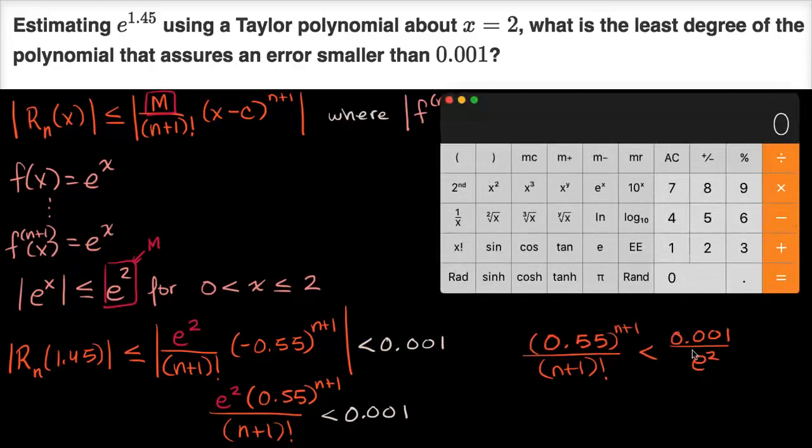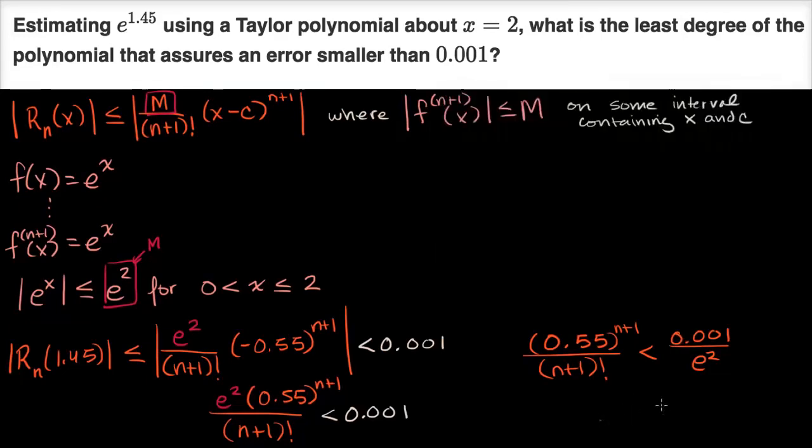So first, I'm just going to figure out what is 1,000th divided by e squared. So make sure it's cleared out. So let's take e squared. I'm going to take its reciprocal, and then I'm going to multiply that times 0.001. It's about 0.000135, so it's 3 zeros and then 135. So this needs to be less than 0.000135.